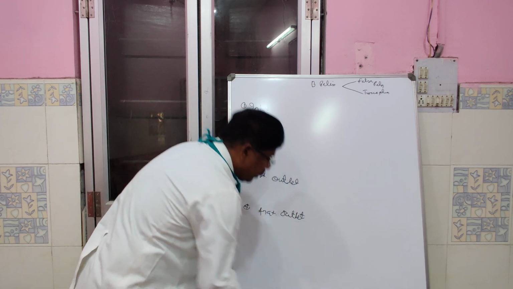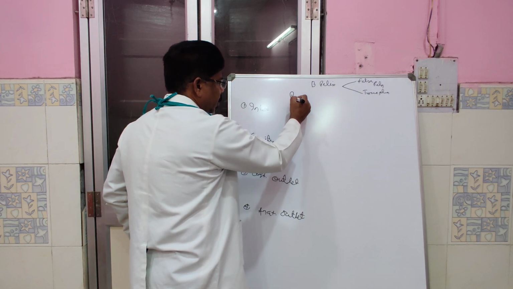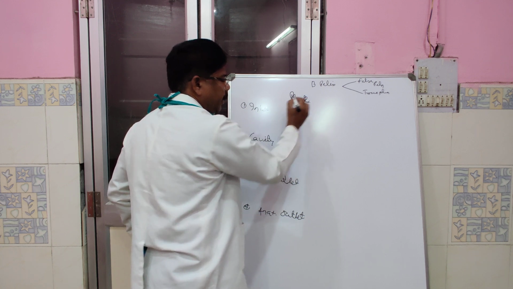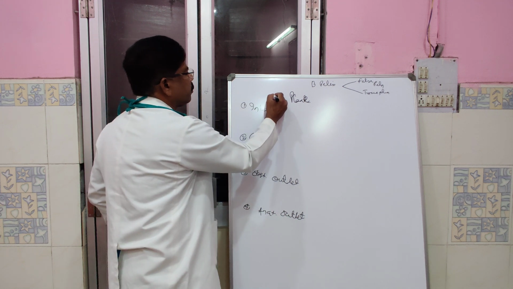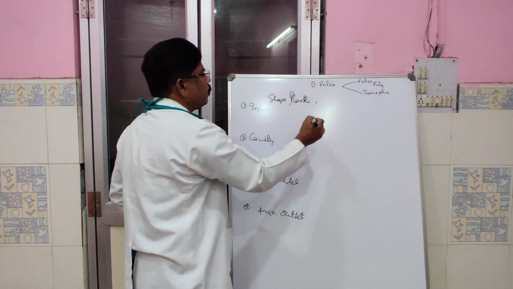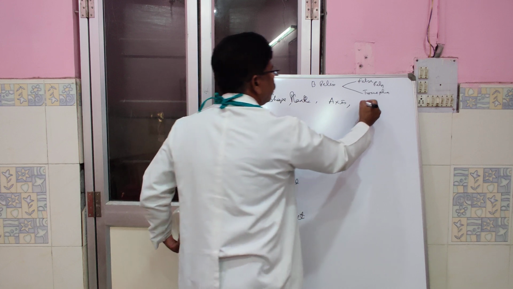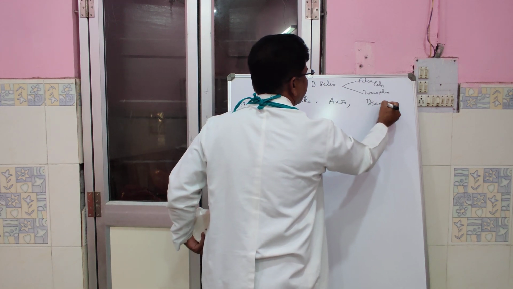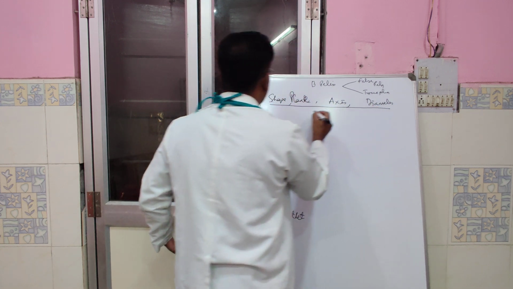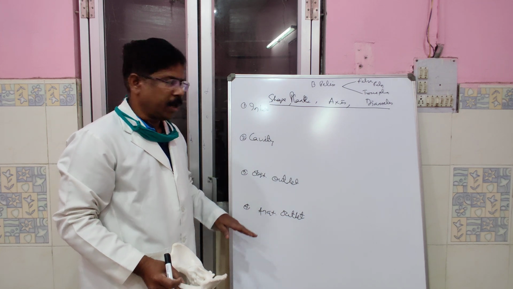To be very precise, before the planes, we should know the shape. Then we should know the axis, then the different diameters. Under these headings, we'll discuss the inlet, cavity, obstetrical outlet and the anatomical outlet.